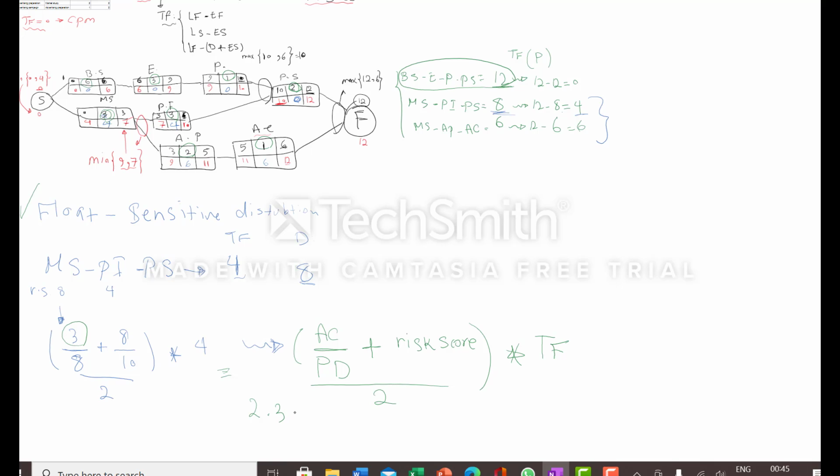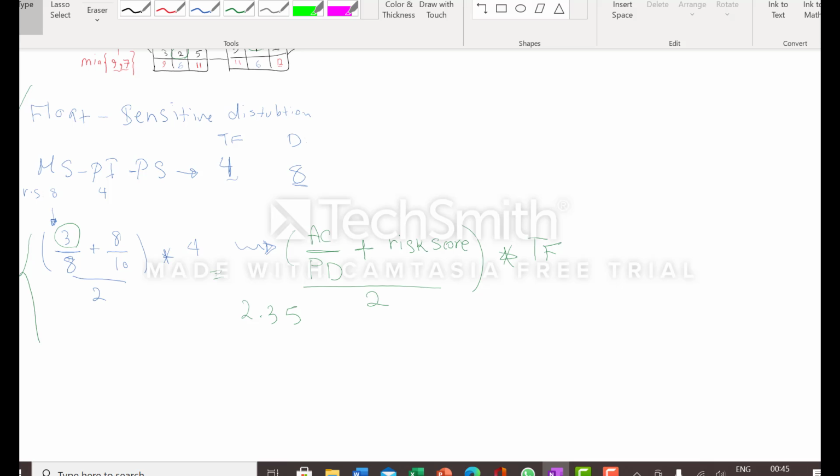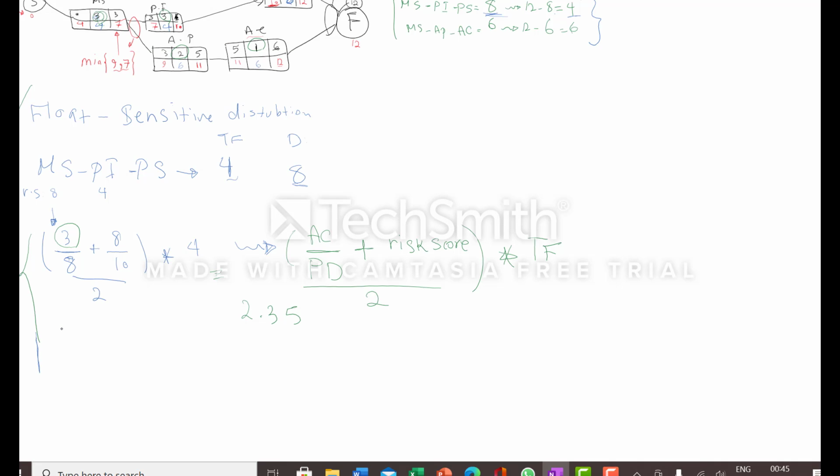For activity PI, the duration of PI is 3 to 8 plus the risk score is 4 to 10 divided to 2 multiplied by total float is 4, and this is the formula of this method.